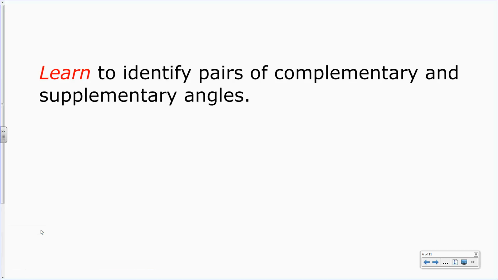Okay, this is your video for notes for section 7.2. Our goal for these notes is to learn to identify pairs of complementary and supplementary angles. You should have already done an activity introducing complementary and supplementary. So turn to the page in your notes, it's 7.2, and we're going to talk about complementary angles first.